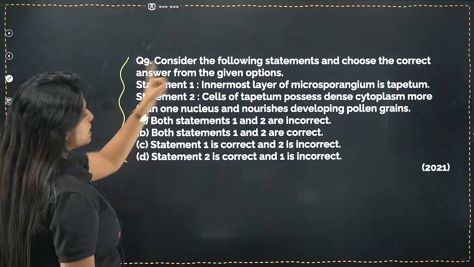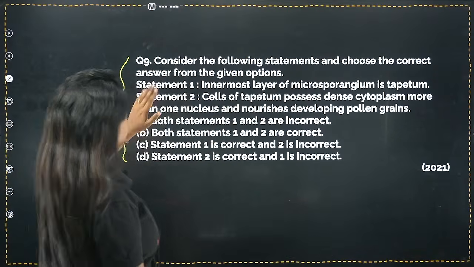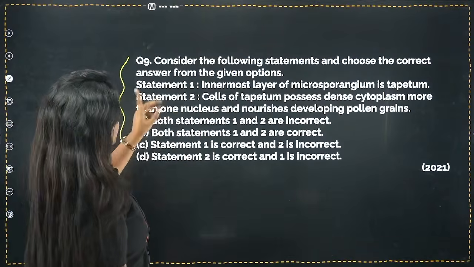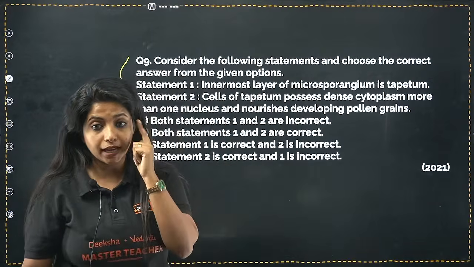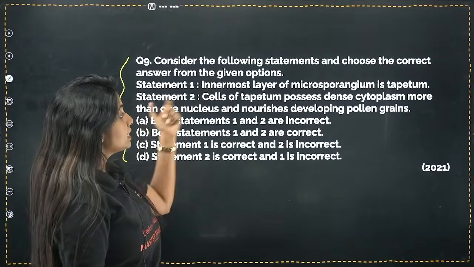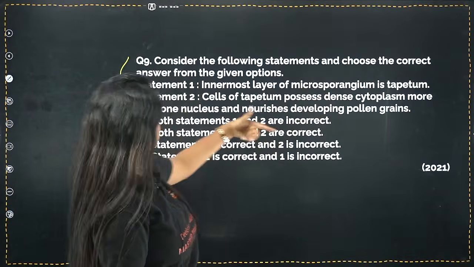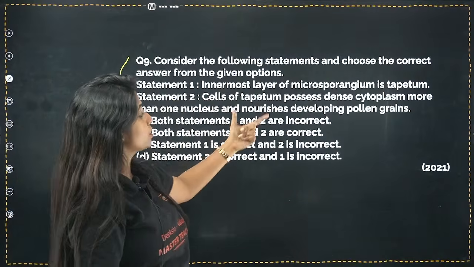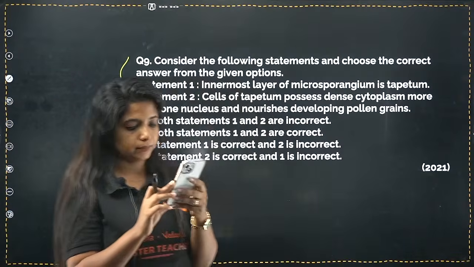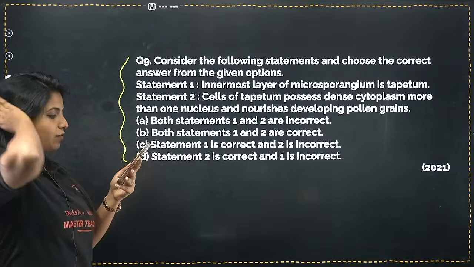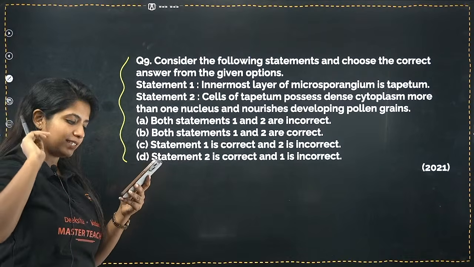Question number 9. Consider the following statements and choose the correct answer from the given options. Statement number 1. Innermost layer of microsporangium is tapetum. Think about it, okay? Statement number 2. Cells of tapetum possess dense cytoplasm, more than one nucleus, and nourishes the developing pollen grains. What do you think is the answer for this particular question? So 73% of them gave me the correct answer the previous time. Good. Kudos.